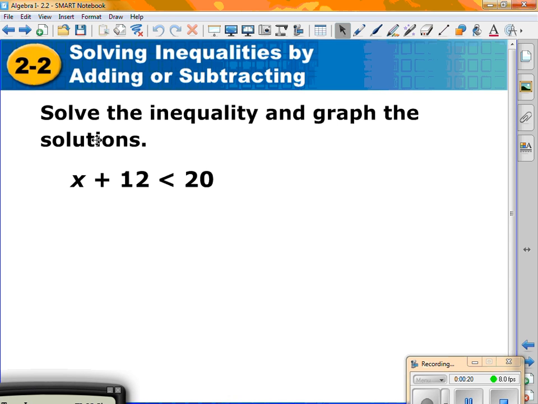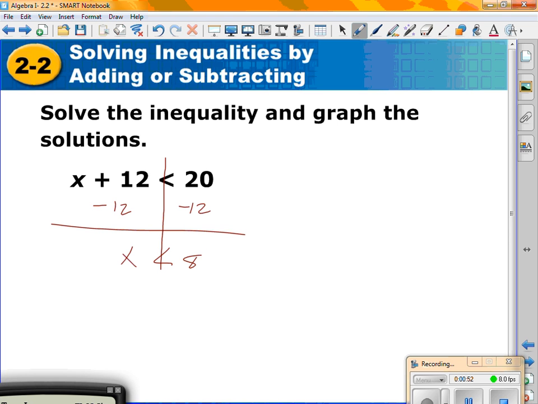It looks just like an equation, except now we have an inequality symbol. So if this was an equation, what do I do? Draw my wall. If I have x plus 12 is less than 20, the first thing I do is draw my wall. Next thing I do, subtract 12, subtract 12. X is less than 8.